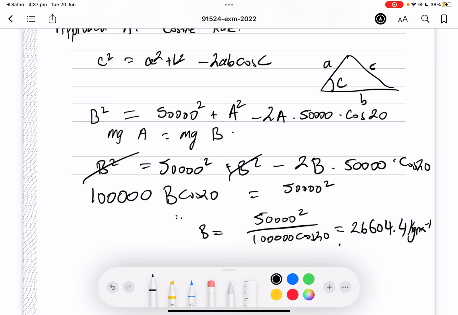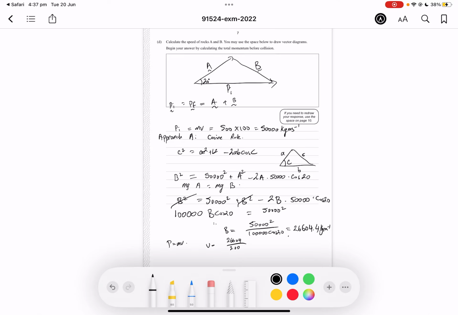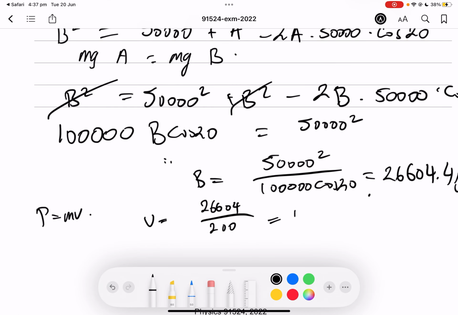kg m per second. And for the speed, we just need to divide by the mass. As you know, P equals mv. So the velocity or the speed is just this divided by 200. I think it was 200. Yeah, okay. So that's 133. So it's 133 meters per second. That's our answer here.